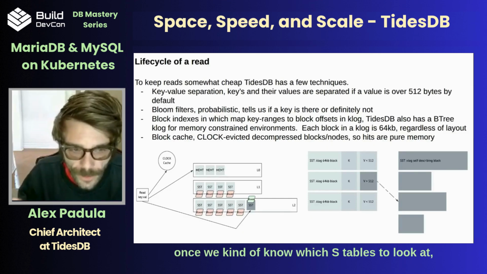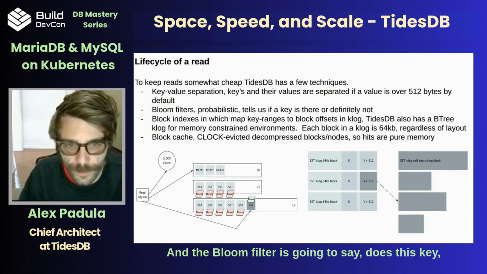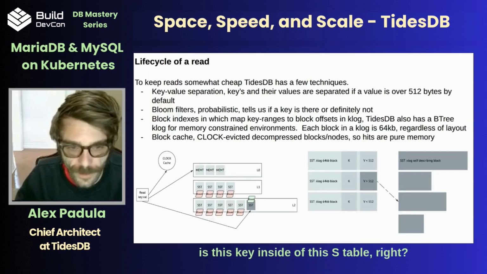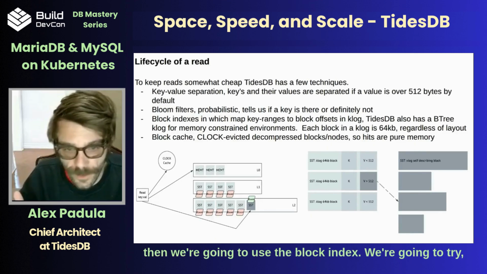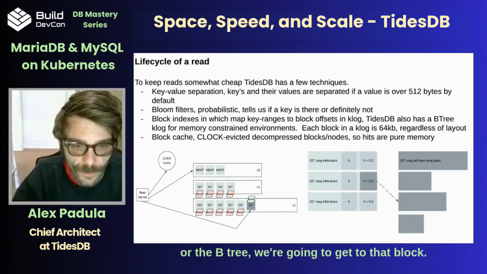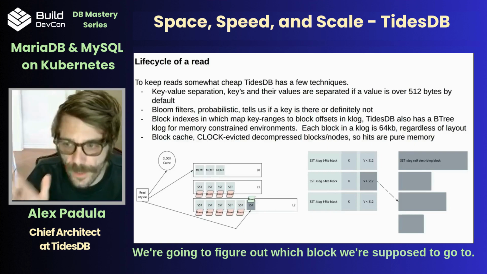But once we kind of know which SS tables to look at, we're then gonna utilize the Bloom filter, and the Bloom filter is going to say, is this key inside of this SS table, right? If not, then we're going to skip that SS table, right? But if it does exist, then we're going to use the block index, or the B tree, we're going to get to that block. We're going to figure out which block we're supposed to go to.